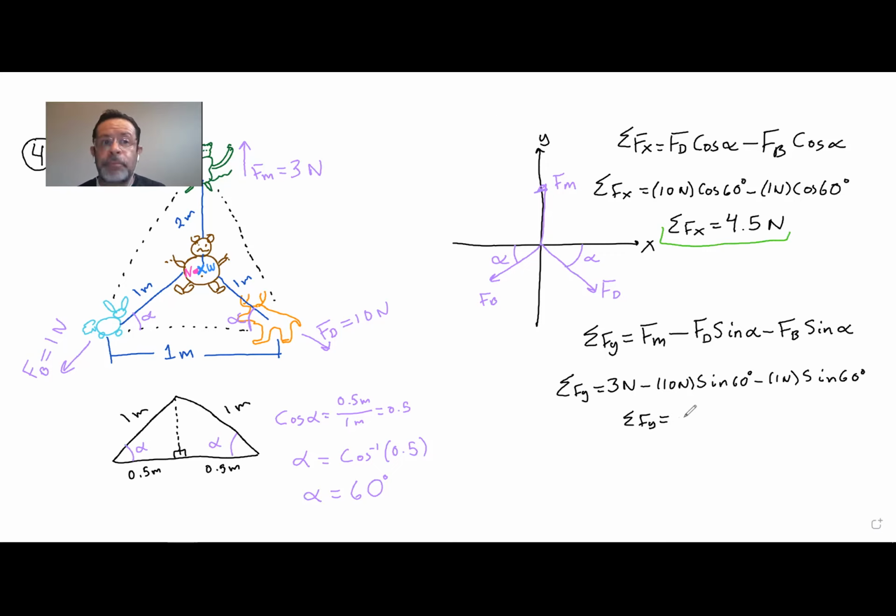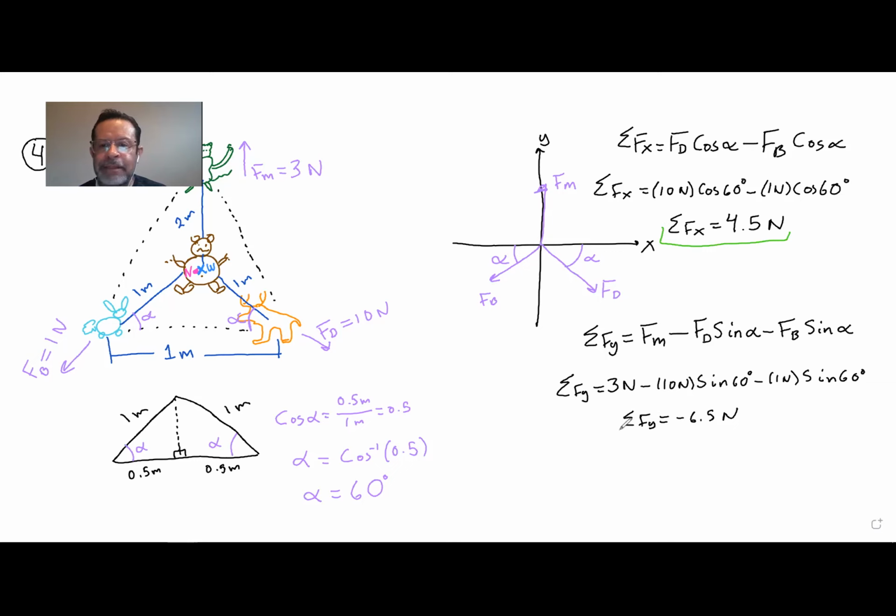The signs are going to be important, Estrella. The signs are going to be important. So yes, minus, it makes sense. Why does it make sense that it's negative? Because of the three animals, who's pulling the strongest? The deer. And where is the deer? It's in the bottom, according to my free body diagram. So it would make sense that there's more force towards the bottom than towards up. So that's why it's minus 6.5, negative.